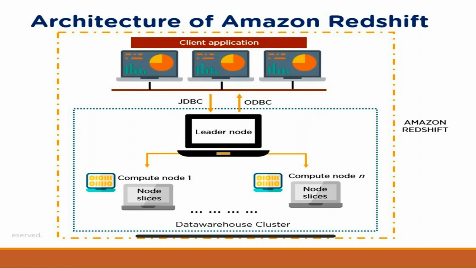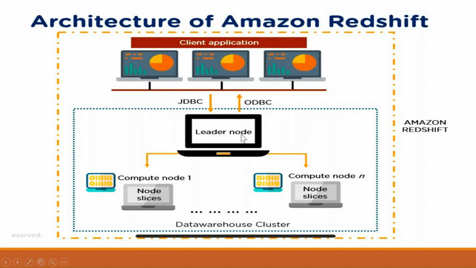When it comes to the client application, these are the tools or software that users interact with to query and analyze the data stored in Amazon Redshift. They communicate with the database using JDBC or ODBC. JDBC stands for Java Database Connectivity, and ODBC stands for Open Database Connectivity. These are the two mediums to communicate with the leader node.